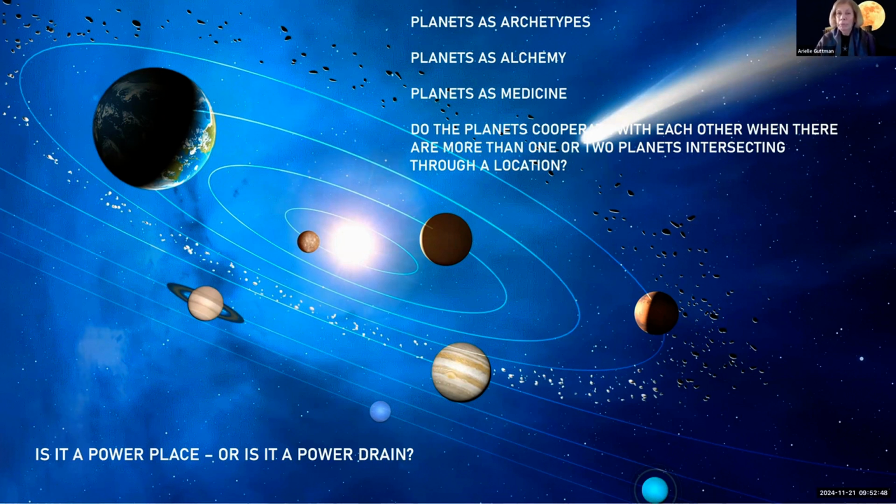Again, the planets are alchemy. They're also medicine. Sometimes we're in places that are tough, but it's planetary medicine. It's what you need at the time. It's what's really going to balance things for you in your life.